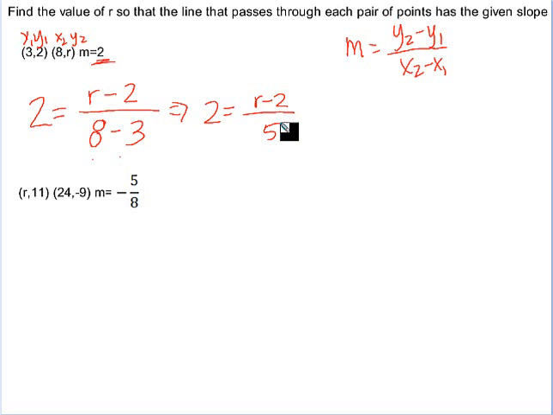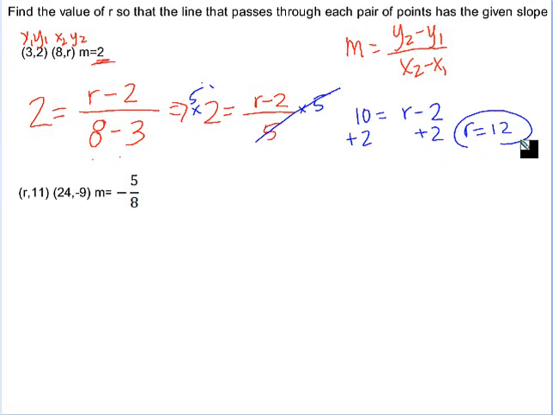I want to get rid of that denominator here, so I'm going to multiply both sides of this equation by 5. Those 5's cancel. 5 times 2 is 10, is equal to r minus 2. Now solving for r, I add 2 to both sides, so my r in this case is 12. And then, of course, you could plug that 12 back in and double check that that actually does work.